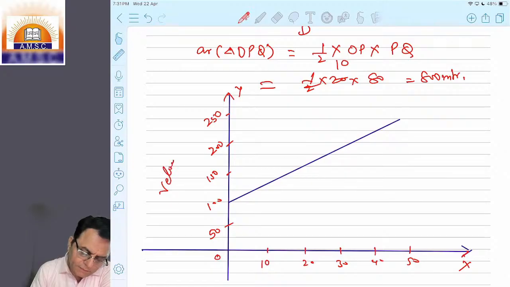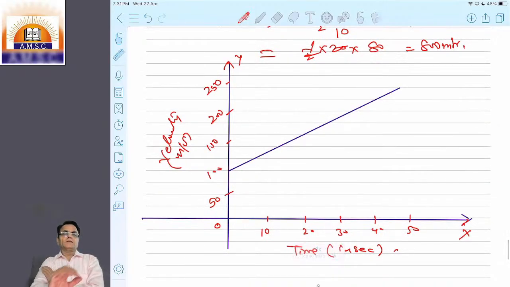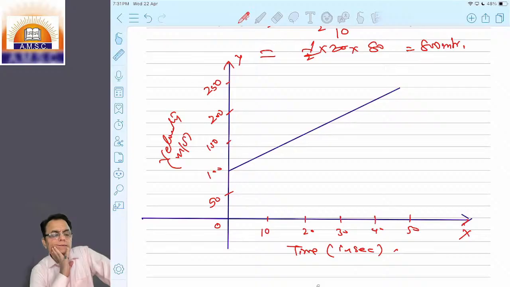This is velocity in meter per second. This is time in second. First of all, explain me the nature of this graph. Who will convert this graph in the form of its corresponding explanation? इस ग्राफ को एक्सप्लेन करो. Who is confident of explaining this graph?